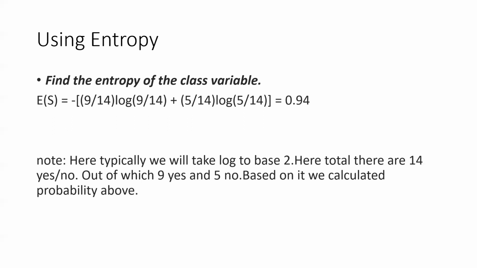So here you already have the data: 9 by 14 log 9 by 14, 5 by 14 log 5 by 14, which comes to 0.94. I've given a note here. Typically, we will take log to base 2. Here in total there are 14 yes and no, out of which 9 yes and 5 no. Based on it, we calculate the probability above. Please make sure you calculate it and get 0.94. I'll be giving you a minute of time.